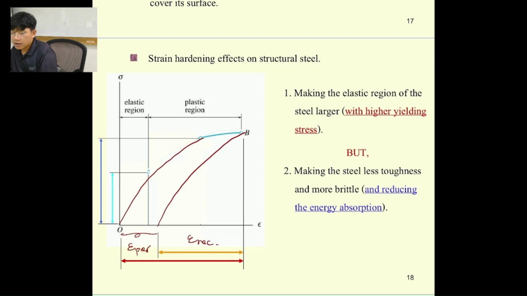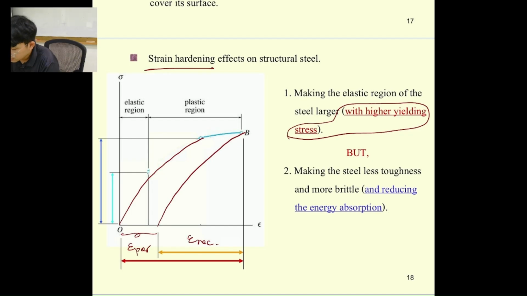Okay. During strain hardening for the cold rolled steel, it's going to produce a really higher yielding stress, okay, compared to the normal steel. But what it loses is the energy absorption, okay, which is less toughness. But when you pull it and release it, pull it and release it a few times, your material becomes more brittle, okay, than ductile.